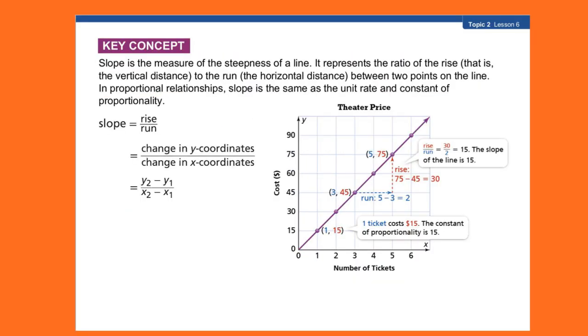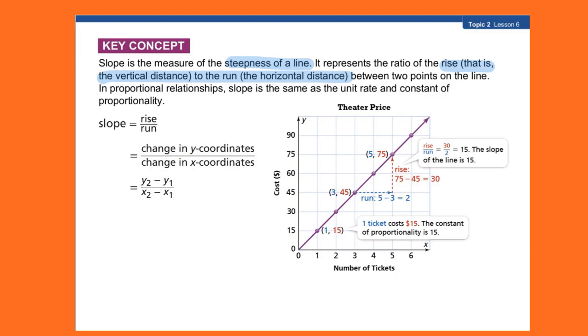This is your key concept on page 130. It says slope measures the steepness of a line. It represents the ratio of the rise to the run between 2 points on the line. It is proportional, so that means that the slope is the same as the unit rate. It's also the same as your constant of proportionality.